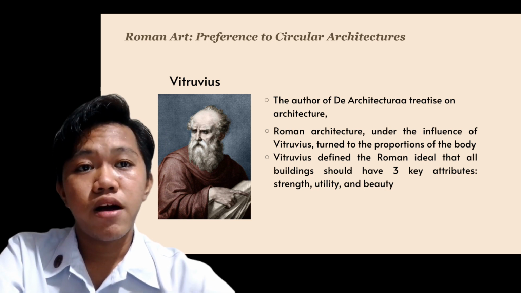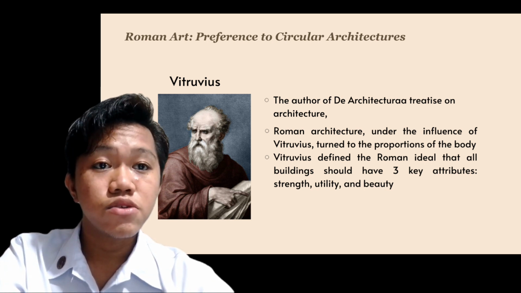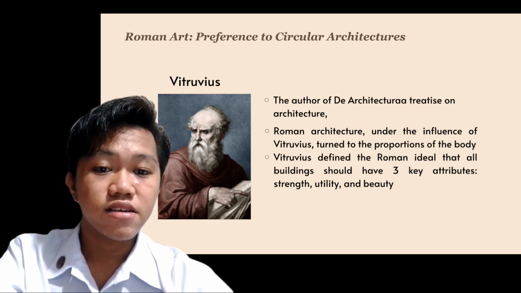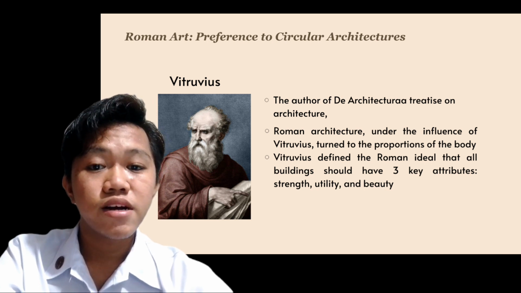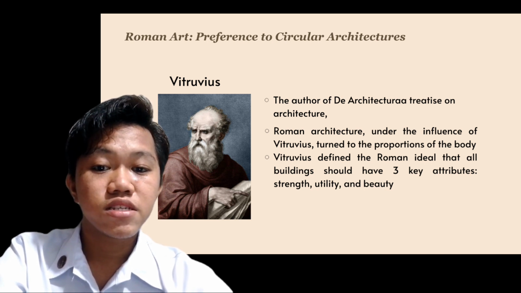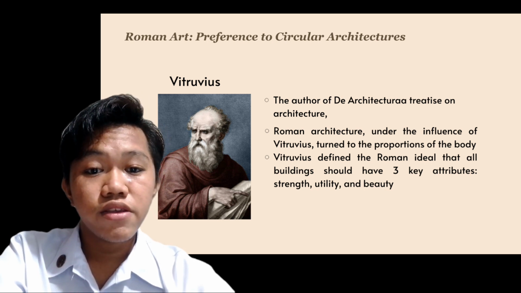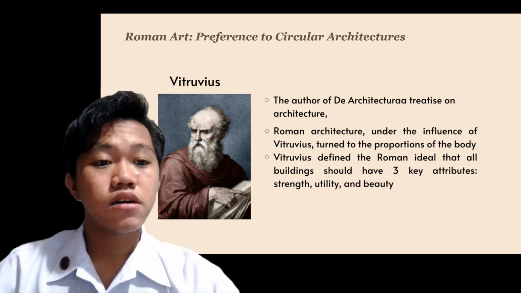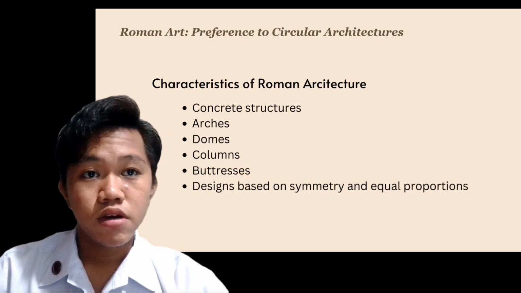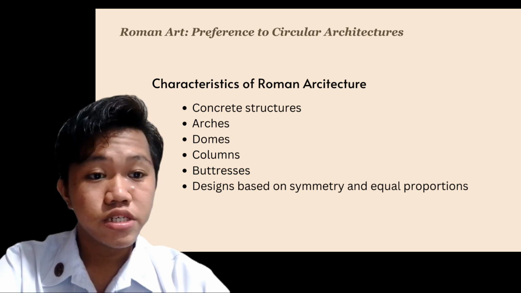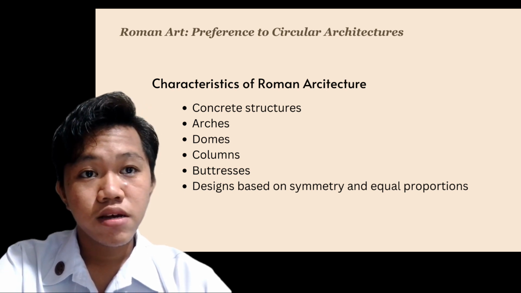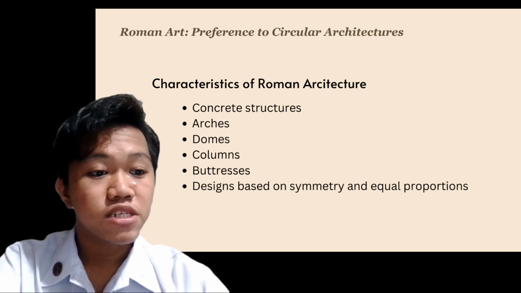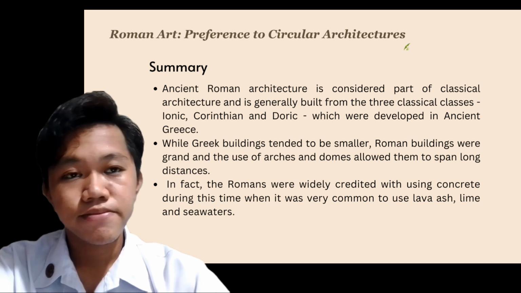Vitruvius lived from approximately 70 BCE to 15 CE, although he is sometimes considered the first architect. This is a misnomer, however; his work is the first surviving record in the history of architecture. So here are the characteristics of Roman architecture. First, we have concrete structures, arches, domes, columns, buttresses, designed based on symmetry and equal proportions.